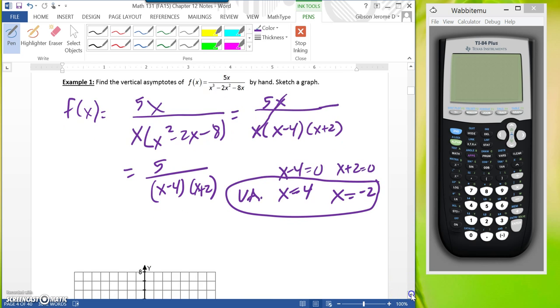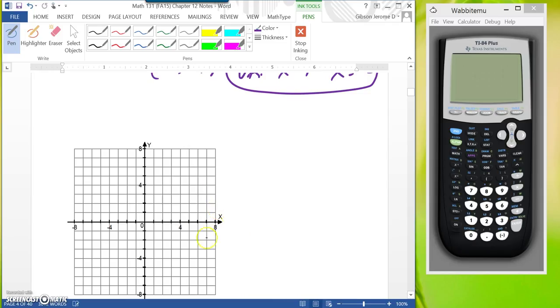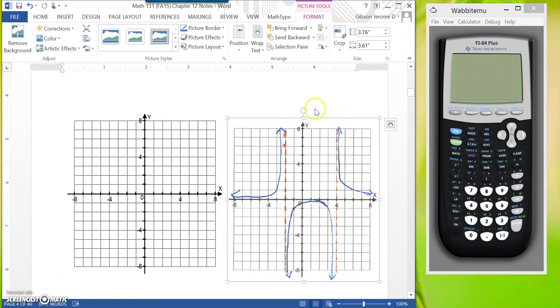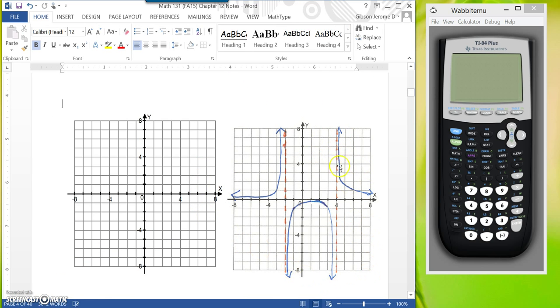Now, we move on here. We see that they wanted us to sketch the graph, so we will put the graph right here. I took the liberty of having this graph pre-drawn to show what it would look like. Now remember, we told you about the broken lines. These broken lines show what the vertical asymptotes are. And as you see, we have these graphs here, and this is the graph to the particular problem.